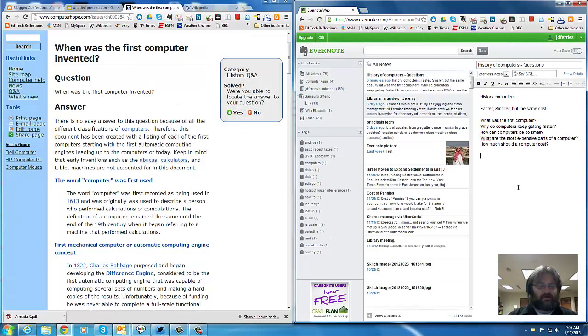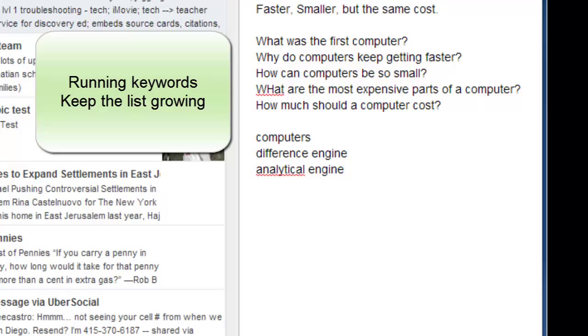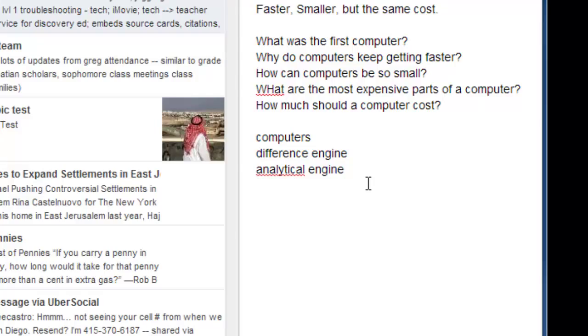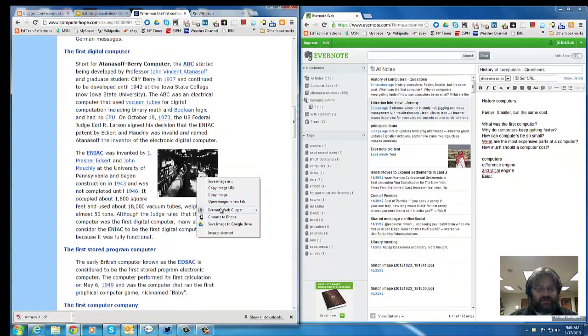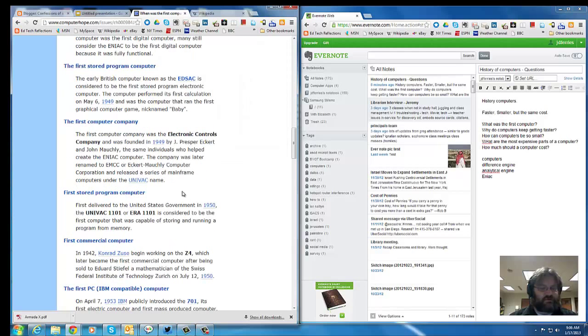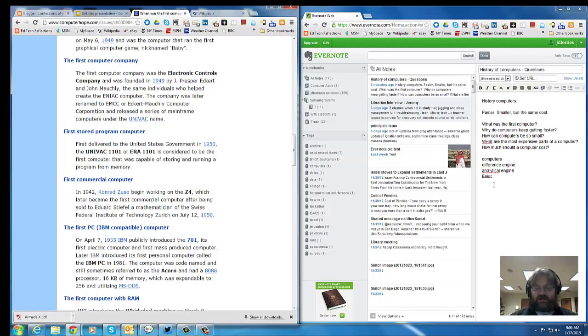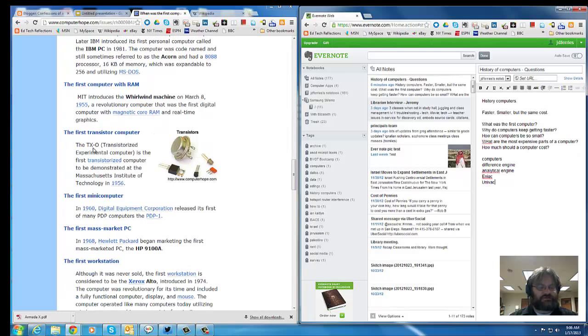Now, from here: computer, difference engine, analytical engine. There's our friend ENIAC that we talked about. And that's a good picture of ENIAC, so we're going to clip that. First computer company, first stored program was UNIVAC. So now, as I'm scanning through this article, I'm grabbing more keywords. First transistor computer.